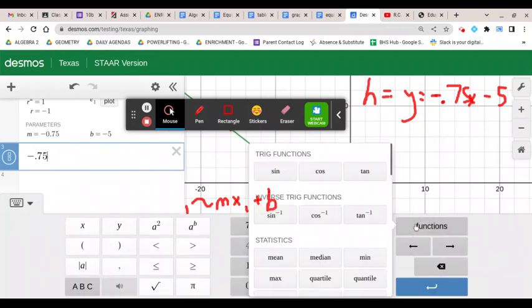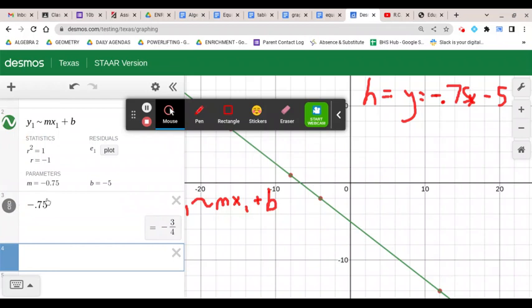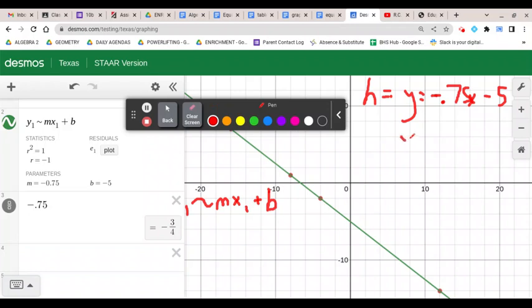Is that in the functions thing? No, just the circle off to the left. Oh, okay, I got you. Okay, cool. So negative 0.75 is really negative 3/4. Okay, so for h, y is going to be negative 3/4 x minus 5.